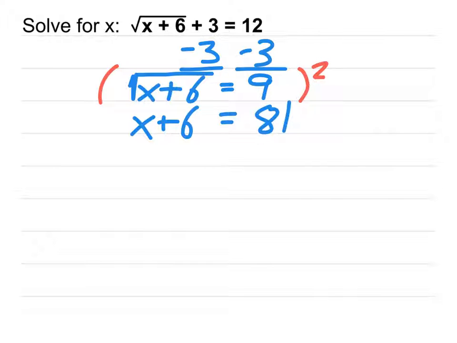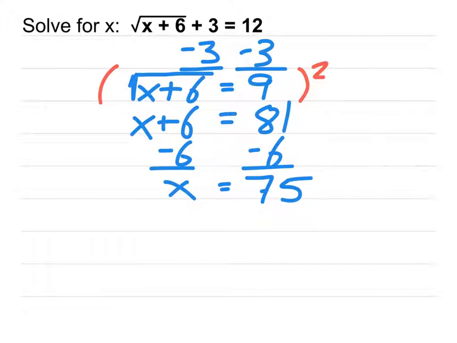What do I do next? Minus 6. Because it's currently x plus 6, and I want it to just be an x, so I subtract 6 from both sides. 81 minus 6 is 75. And so there is our final answer.